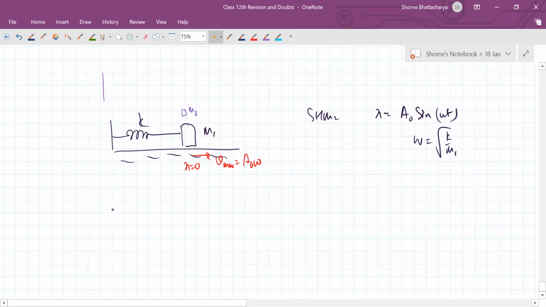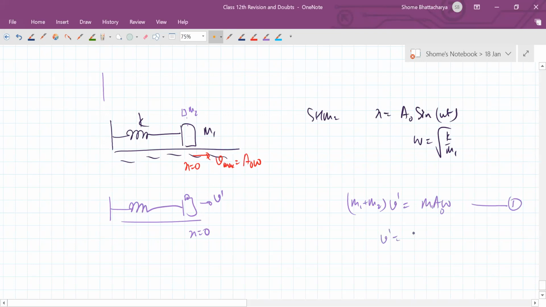So what happens? Its momentum remains conserved just at that moment when the sticky mass gets attached. So this velocity changes from a omega naught to some v prime. Okay, but x is 0. So the energy changes, but momentum remains conserved. So (m1 plus m2) v prime becomes equal to m1 a naught omega. That's your first thing.